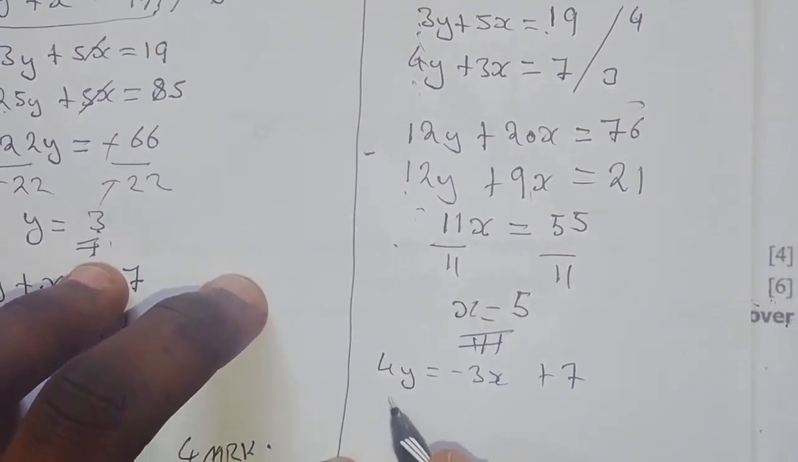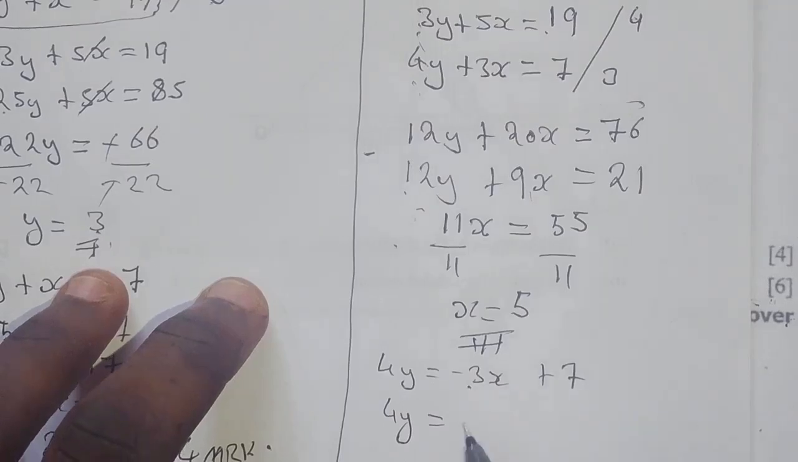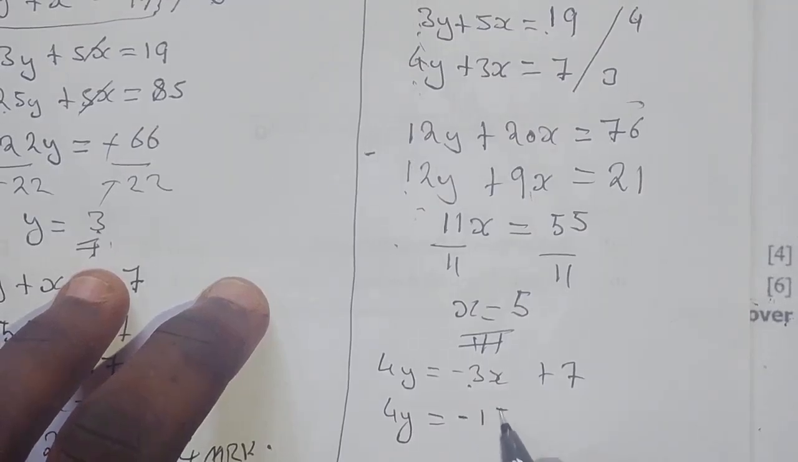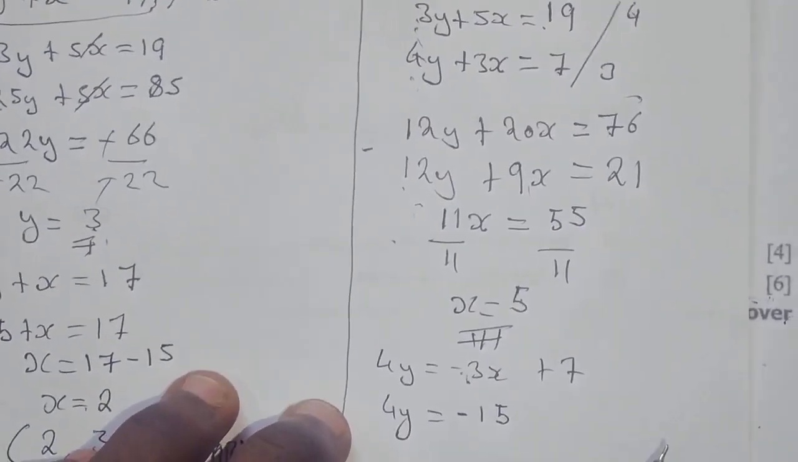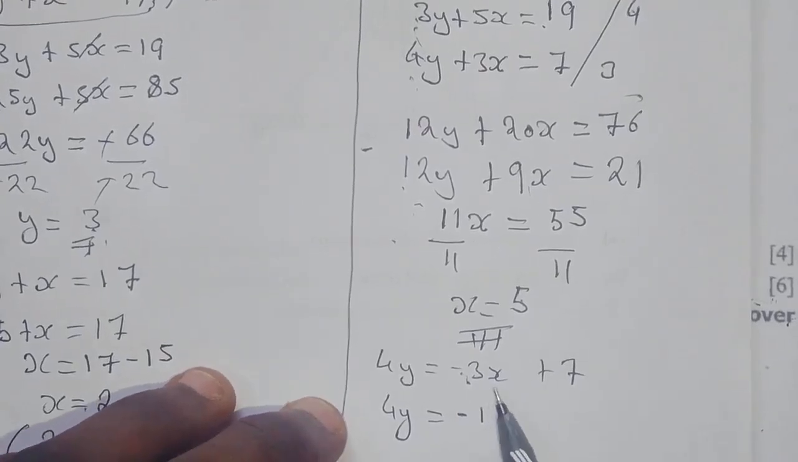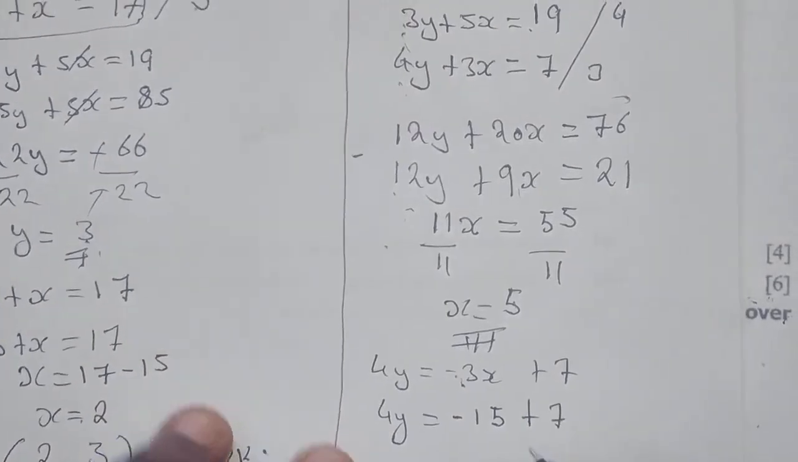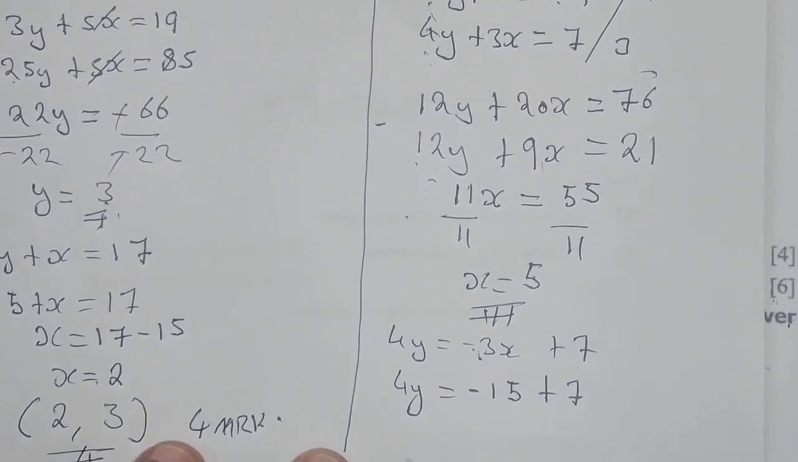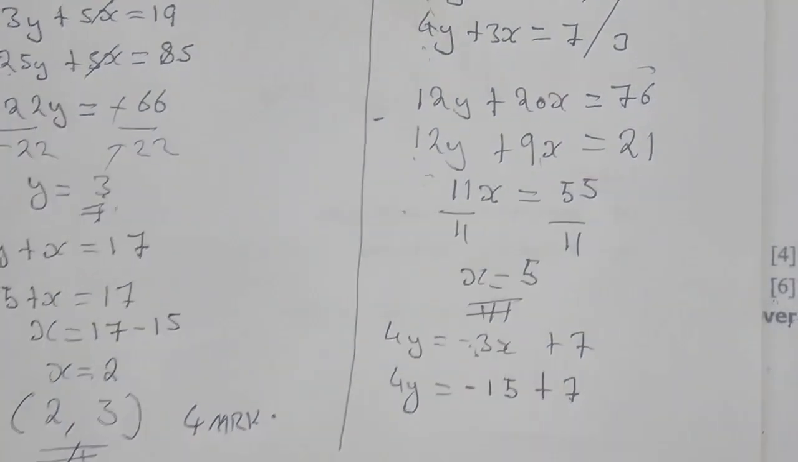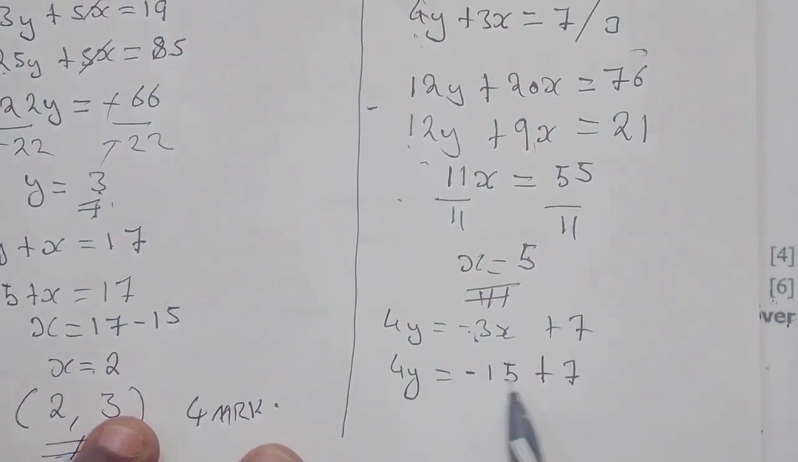So we're going to have 4y is equal to negative 3 multiplied by 5, which gives us negative 15. The reason we have multiplied is because we know the value of x, which is 5. Plus 7, negative 15 plus 7 is negative 8.